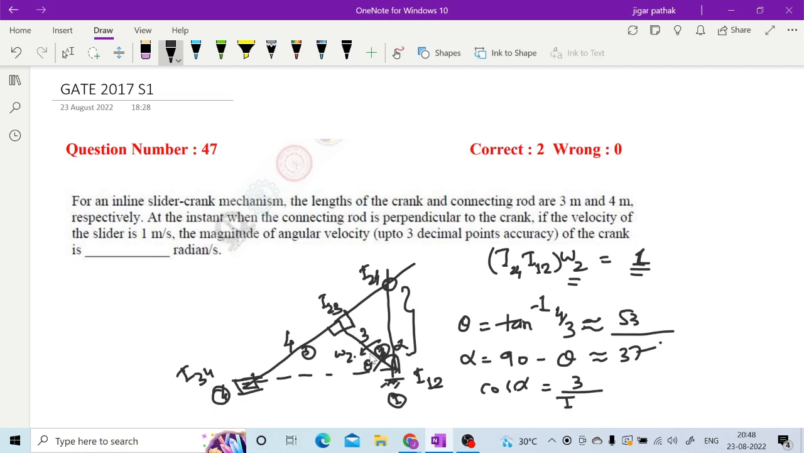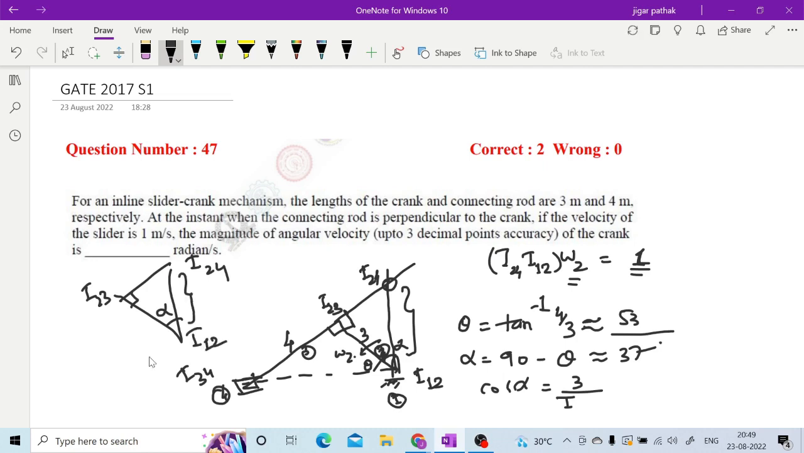Alpha is here in this triangle. Sir, cos 37 degree is 4 by 5, right? One second, let me show you what you are calculating. You are calculating this distance, and you are having this distance as 3, so cos alpha is equal to 3 upon this distance, I12 I24.